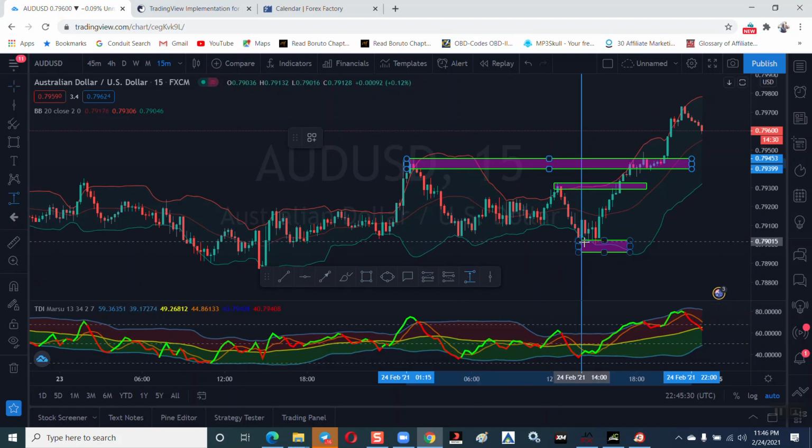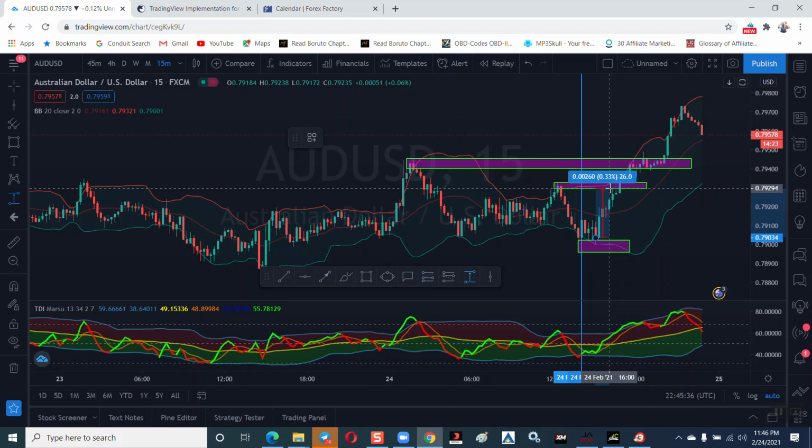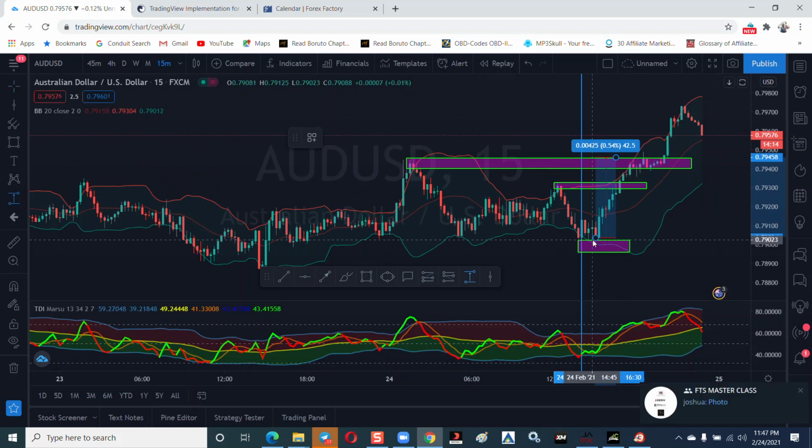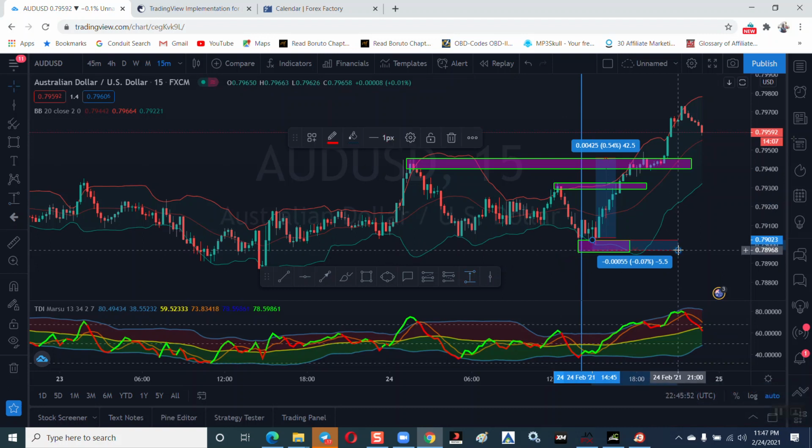So if we take the trade from here, for instance, the trade ran and it came back. From here we have 26 pips, and here we have 40 pips, and our stop loss, which is here, gave us 6 pips. So we are risking 6 pips to get 20 pips on this trade. So you can see that this method is effective.